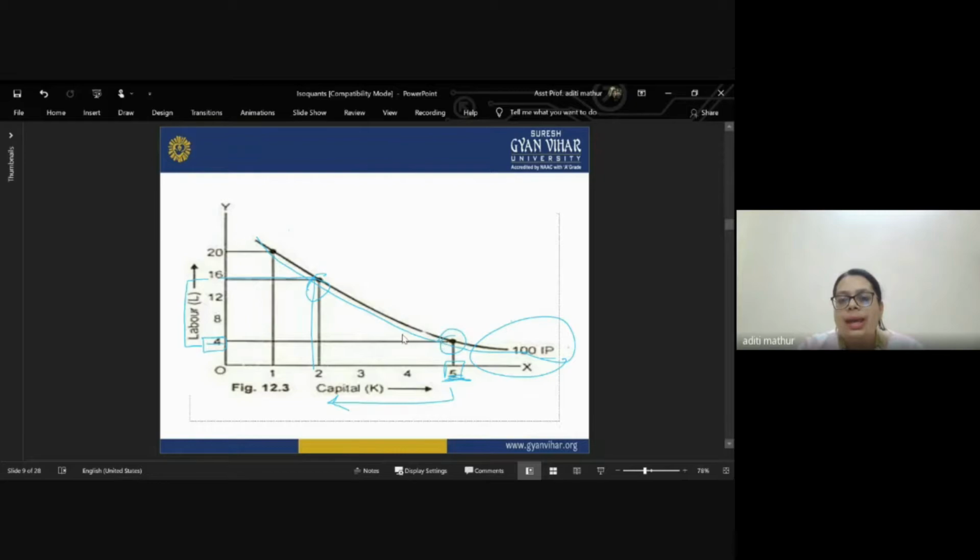So can you see why the curve is downward sloping? Because to get one extra unit of one factor, we are sacrificing or reducing the input of another factor. And because of this, our curve is downward sloping from left to right.